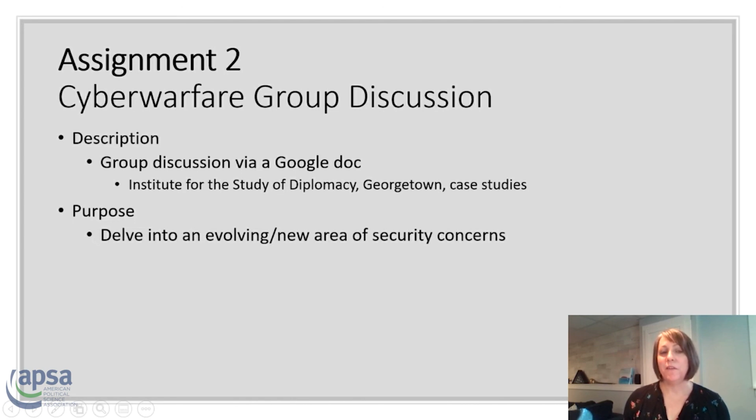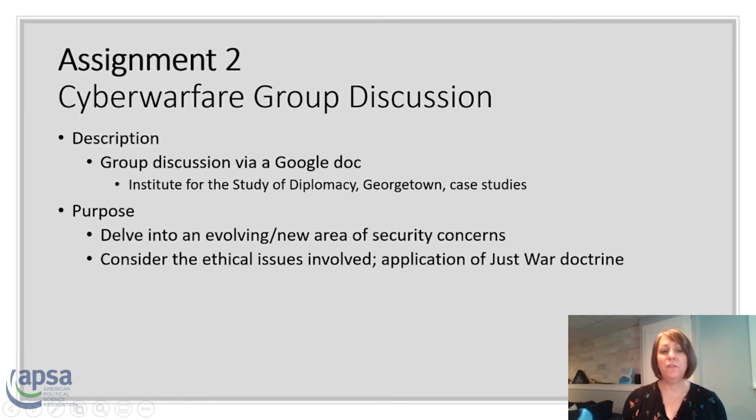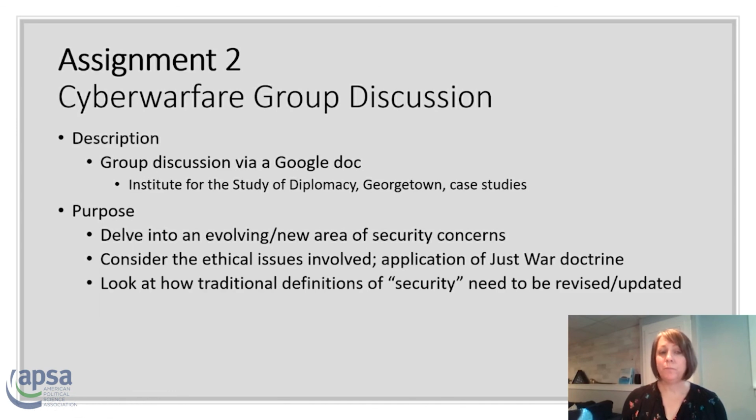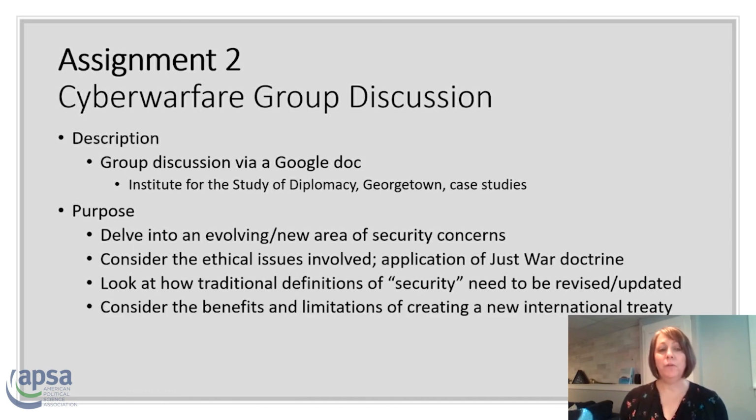So the purpose of this assignment is to delve into an evolving or new area of security concerns and to consider some of the ethical issues involved in even defining what constitutes a cyber attack. And so I use this as a way for them to apply the just war doctrine. We also look at how traditional definitions of security need to be revised or updated as new technologies emerge. And I have them consider the benefits and limitations of crafting a new treaty around this particular issue area.